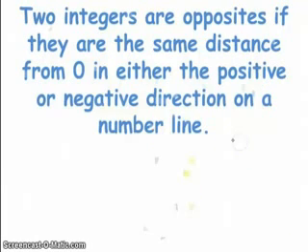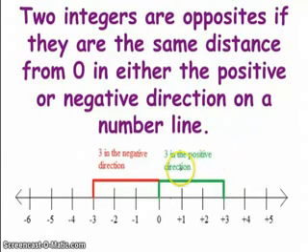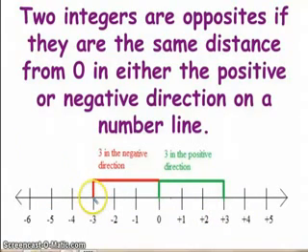So what do we mean by opposites? Opposites are two integers that are the same distance from zero in either the positive or negative direction on the number line. Let's take a look at an example here. So here we have positive 3 and negative 3 on the number line. Those two are called opposites because they are the same distance from 0.